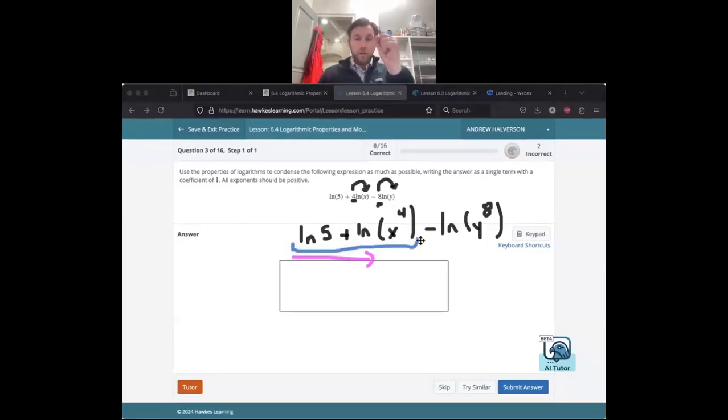Addition in the middle collapses into one log expression. You take the 5 and multiply it to the x to the 4th. The addition between the logs means that we multiply the numbers inside, and then just bring down the ln of y to the 8th.